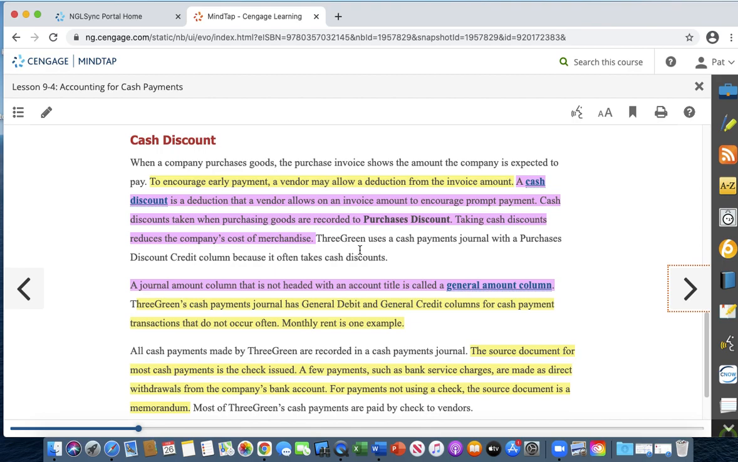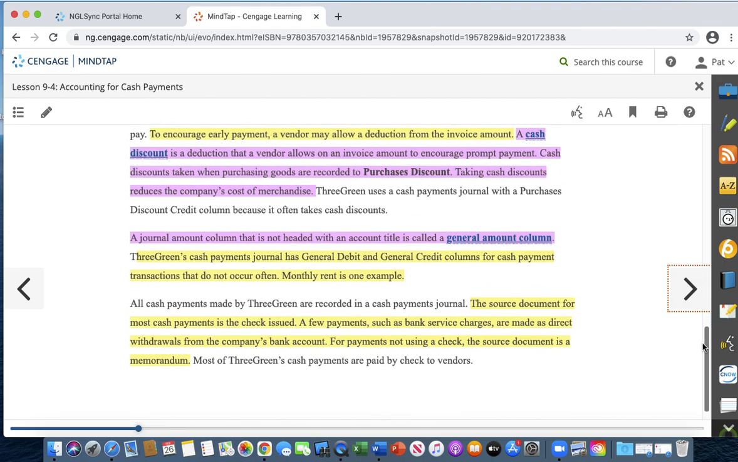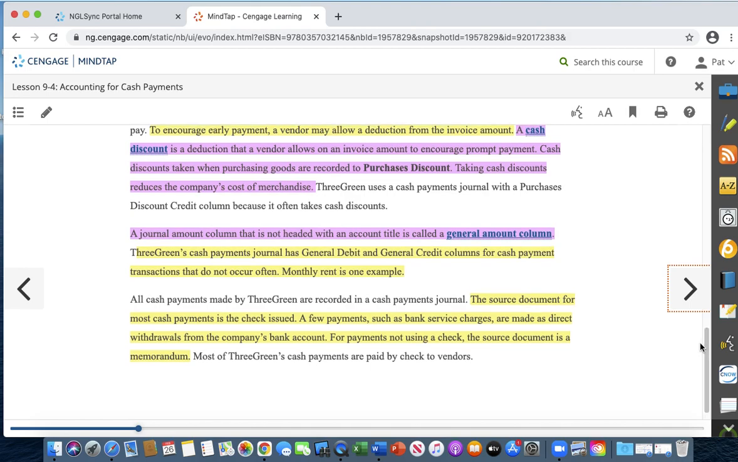Because you can't just say, "Oh, I'm going to pay it." Well, they don't care. They're going to take the money when it's due. They're not going to take your word for it. So we're going to record this discount when we pay it. But when we do take advantage of the discount, it lowers our merchandise costs. Instead of paying $5,000, I'm going to pay 2% less. And they're kind of talking about all this stuff.